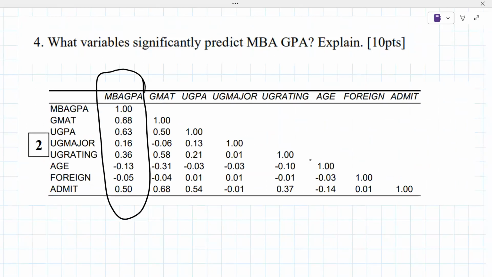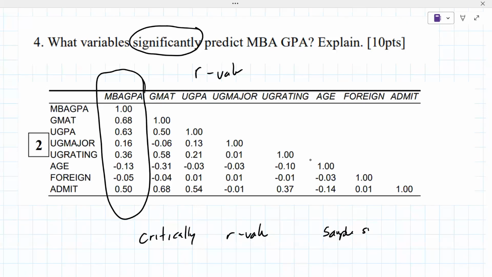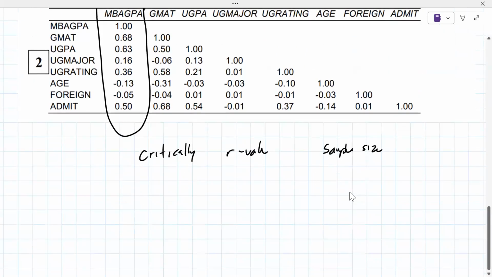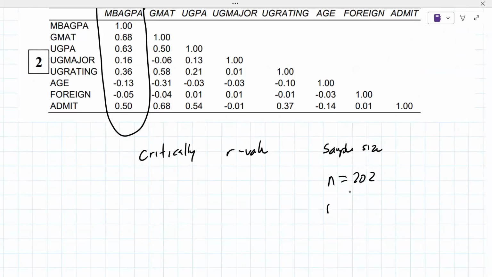And these are R values, or are they R squared values? Oh, they're R values, plus or minus. So for something to be significant, there is a critical R value, and it's based on the sample size. So let's see here. The sample size is 202. So the degrees of freedom, it's either n minus 1 or n minus 2. It doesn't really matter at this level.